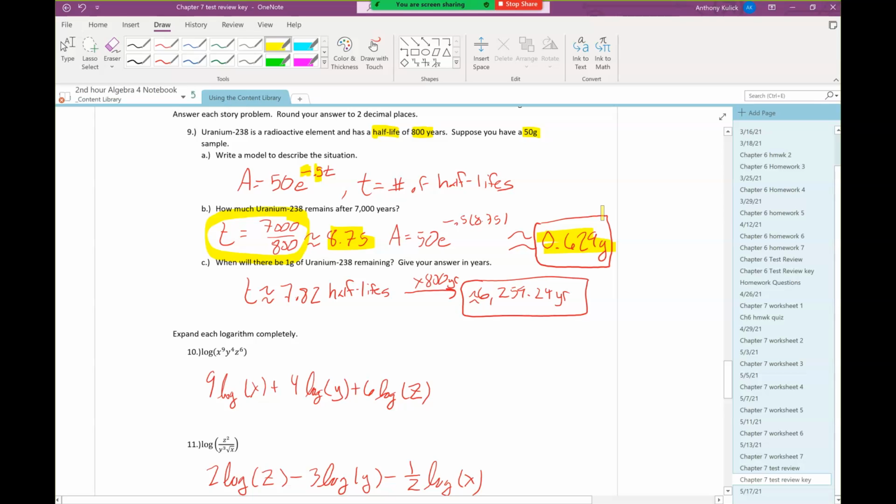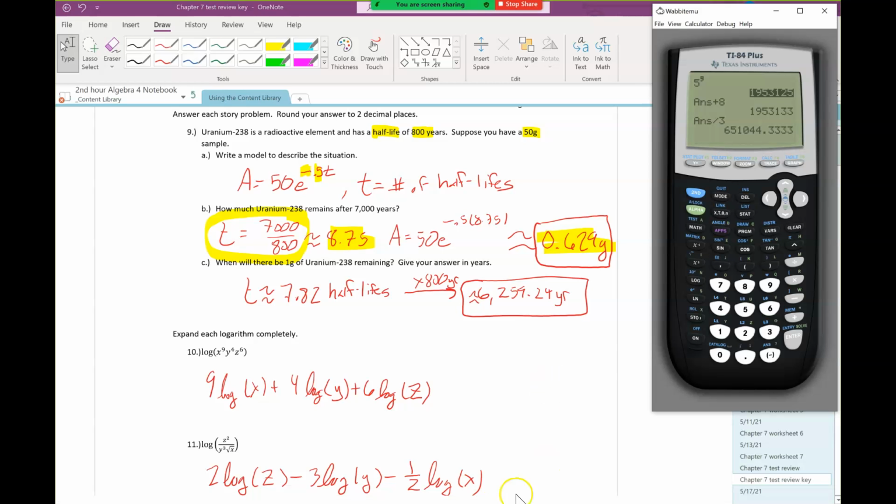So to do part C, I did that on my calculator, where I graphed this along with 1 and looked for the intersection.